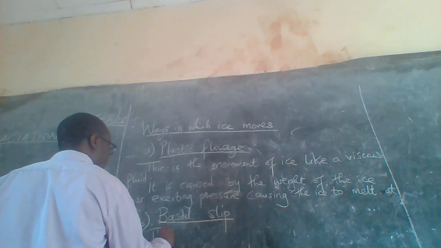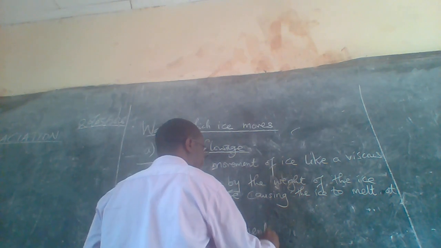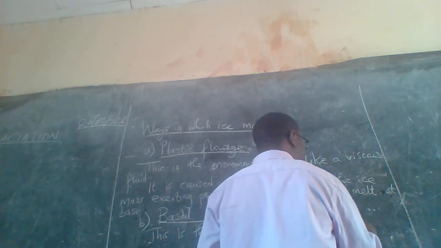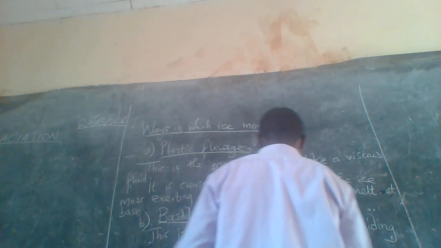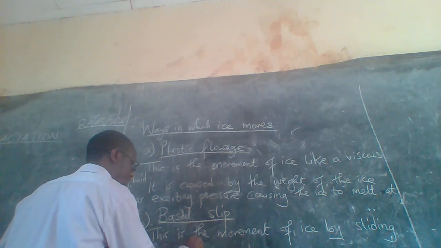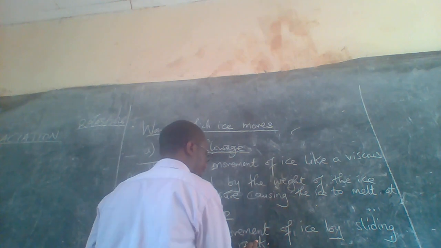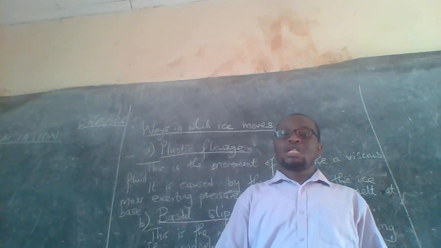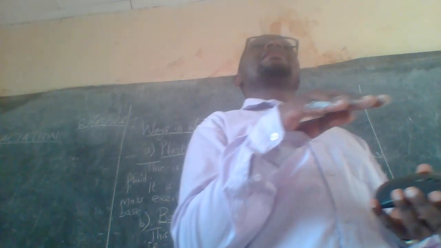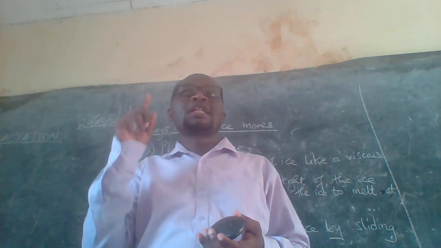This is the movement of ice by sliding over the underlying rock. Therefore, when ice slips or slides over the underlying rock, that is referred to as basal slip.